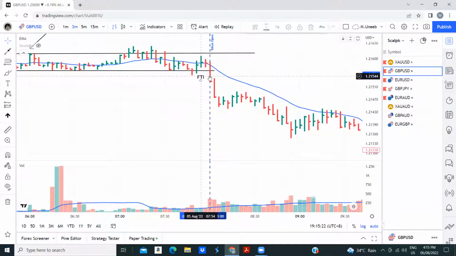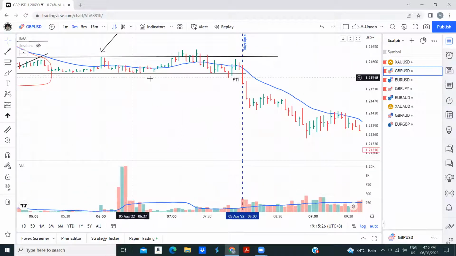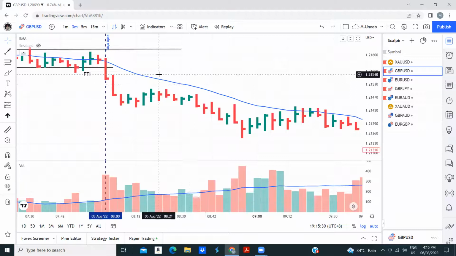Usually when you see a very low volume in the past and then suddenly the price increases and breaks through it, you don't need a retest of that one. Okay, you can just start trading this market.